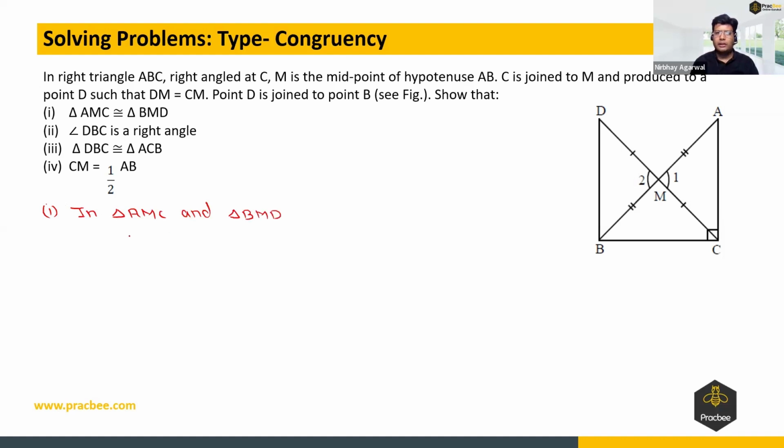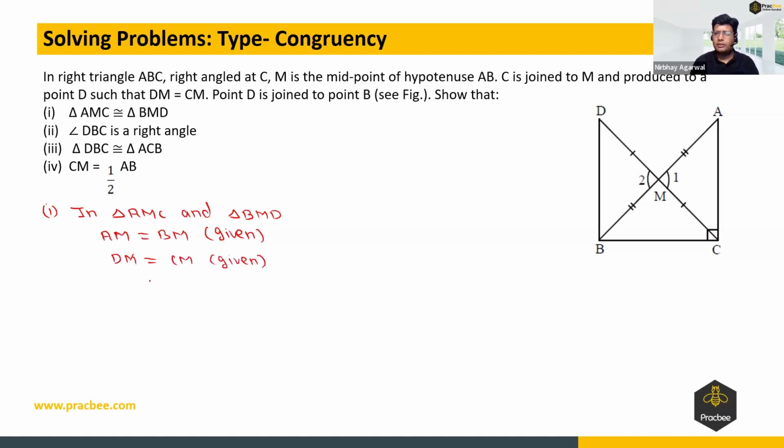In both the triangles, according to the given information, I can write AM equal to BM, right? Because it says that M is the midpoint of hypotenuse AB. So this information is given. Second, DM equal to CM. Again, this is given.